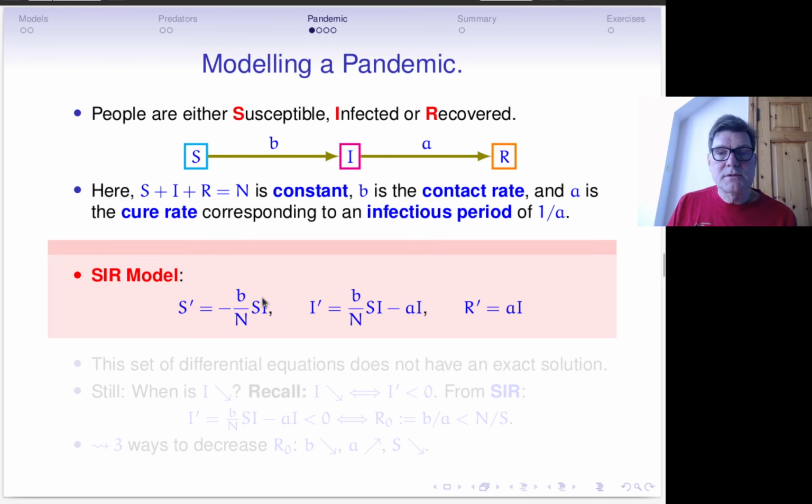And maybe we start with the last equation here, which describes the rate of change in the recovered class as being proportional to the size of the infected class. That's a simple equation which I guess makes sense.